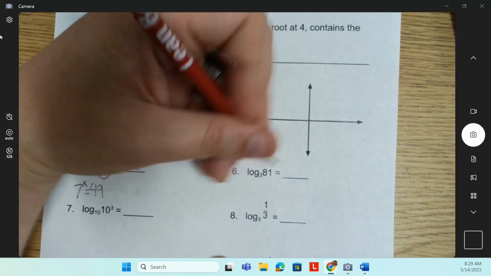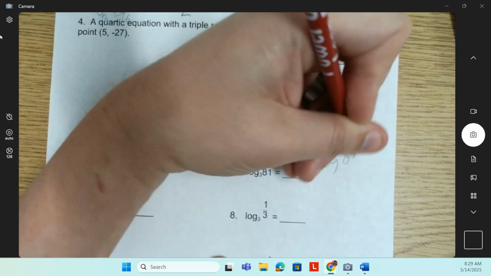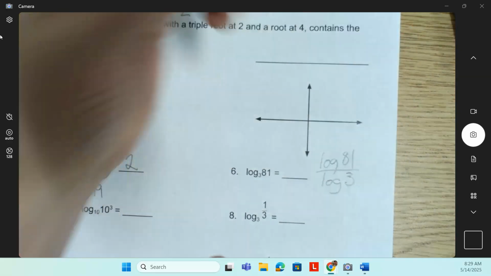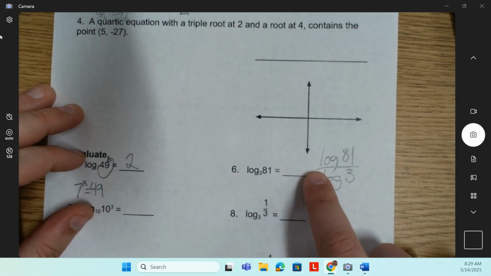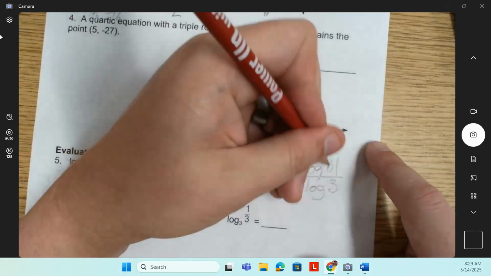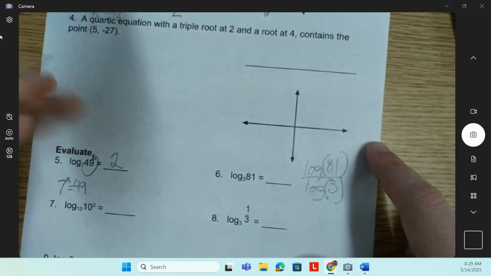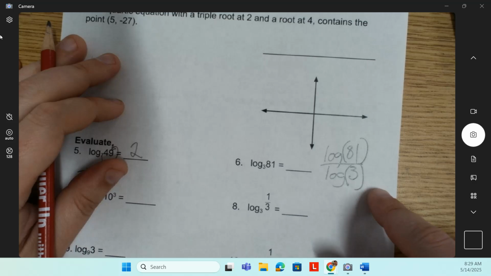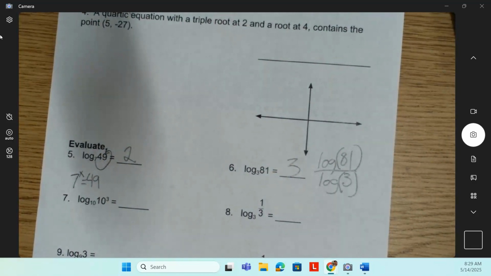log of 81 over log of 3. Is your calculator option that you could put in, type just like this. Remember, it's going to give you parentheses. Make sure you close those parentheses. Otherwise, you have the potential of it getting messed up. This one would just be 3. You could type that in and check it just to make sure that you're doing the right thing.